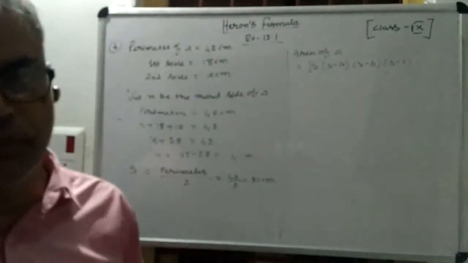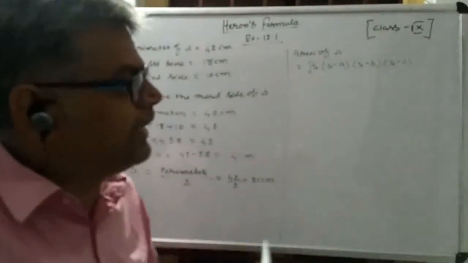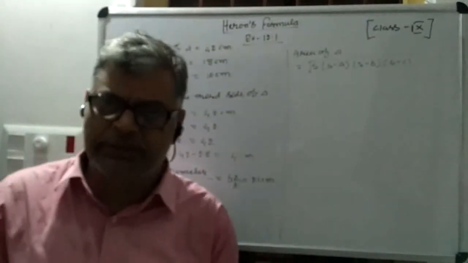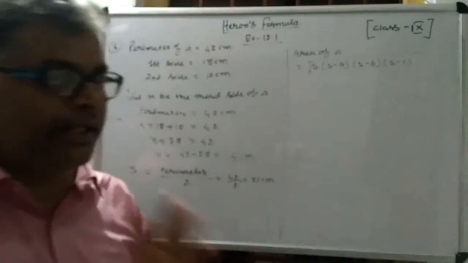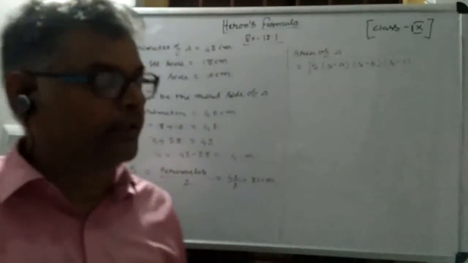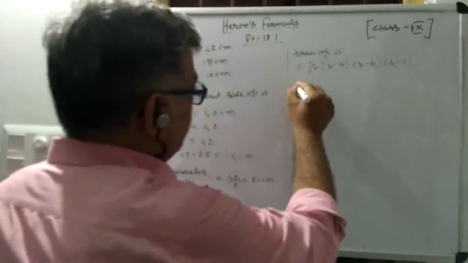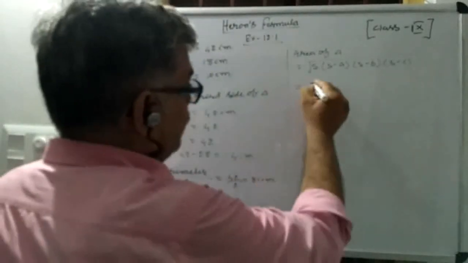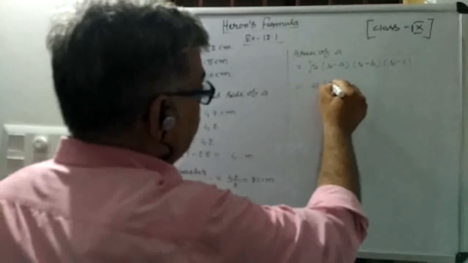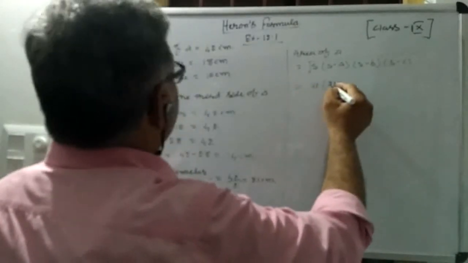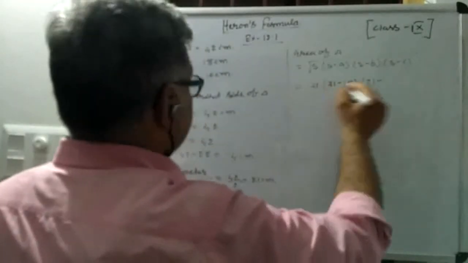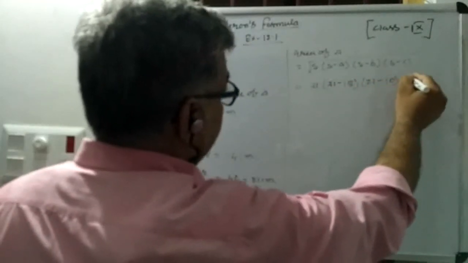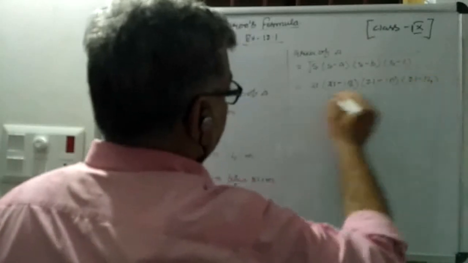Here A, B, C represent the first, second, third side of the triangle, or you may take any order, third, second, first, or second, first, third sides of the triangle. Simply you know that A, B, C are the sides of the triangle. So putting all these values, S is here 21 into 21 minus first side 18, into 21 minus second side 10, and 21 minus third side 14.